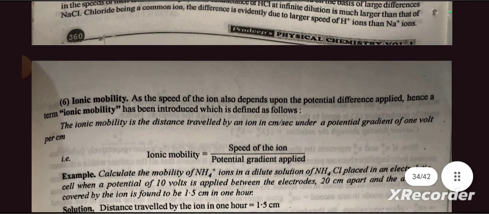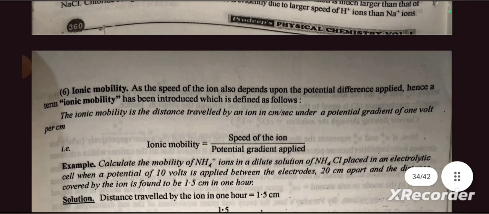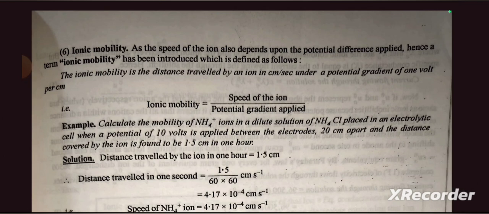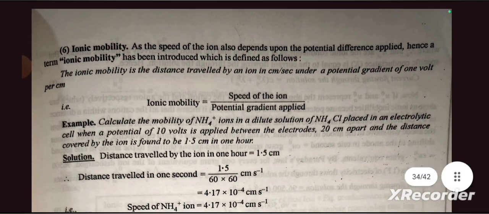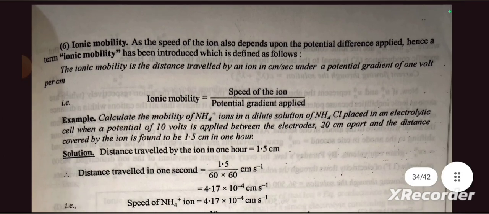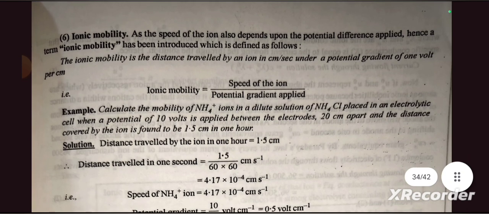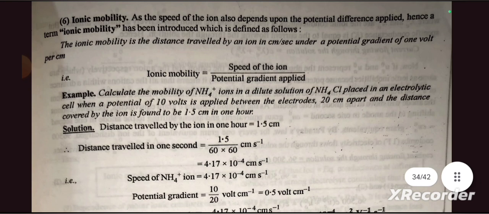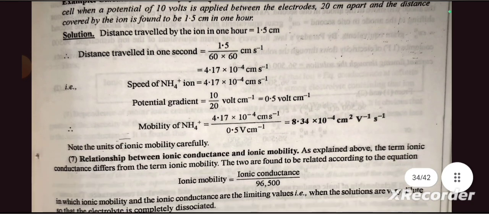Sixth, ionic mobility. As the speed of an ion also depends upon the potential difference applied, the term ionic mobility has been introduced, which is defined as follows. The ionic mobility is the distance traveled by an ion in centimeters per second under a potential gradient of 1 volt per centimeter. That is, ionic mobility is equal to the speed of the ion divided by the potential gradient applied.